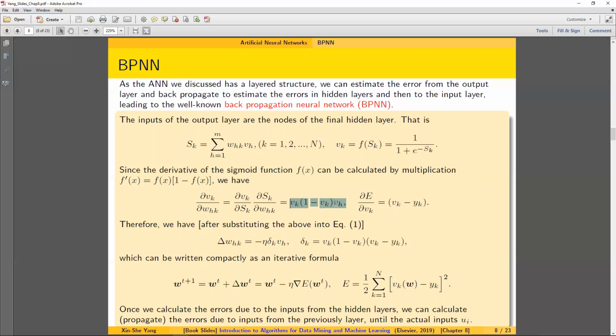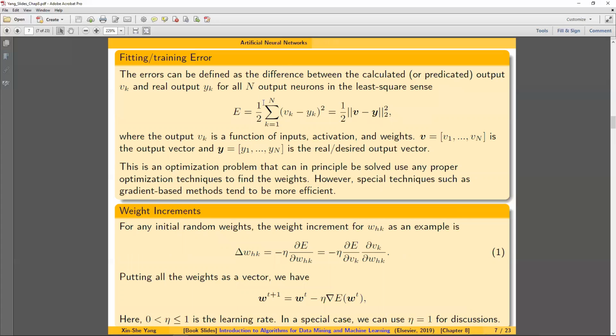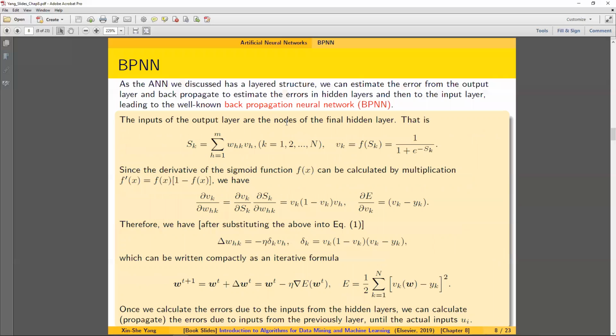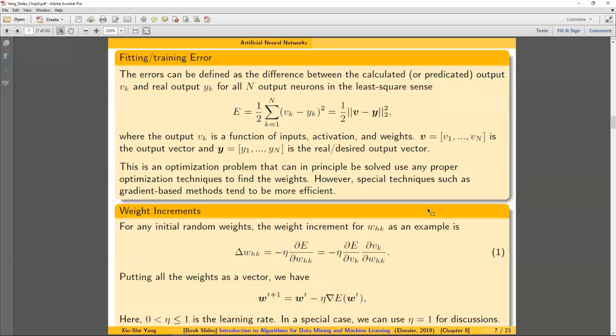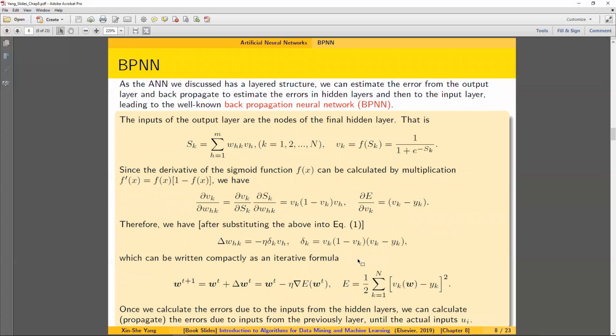And then we know that the partial of the error in terms of V_K is V_K minus Y_K, purely based on that definition. Based on this definition, if you want the partial derivative in terms of V_K, it becomes this. Once we have those two, we put them together, go back to equation 1, and put them into this equation. Now we can define a new quantity.